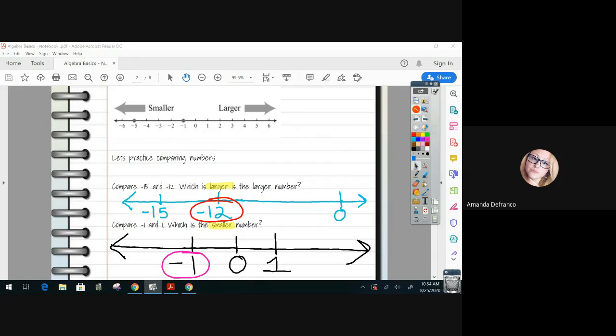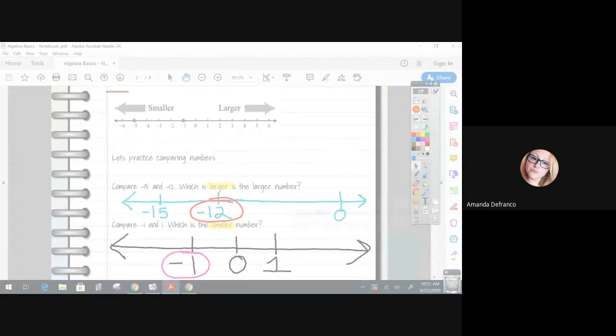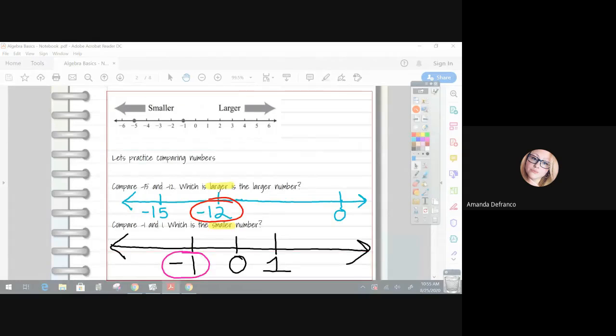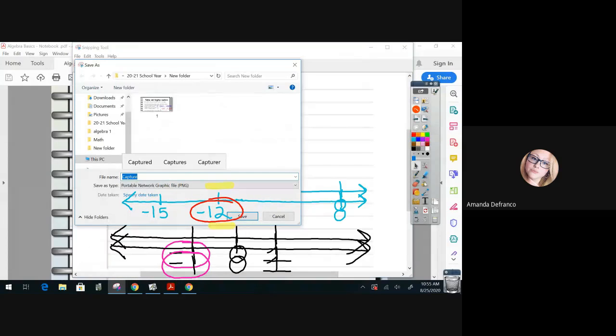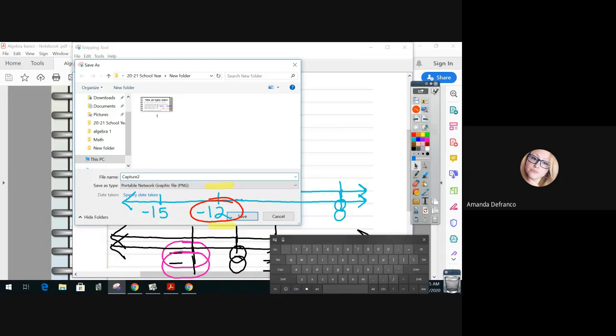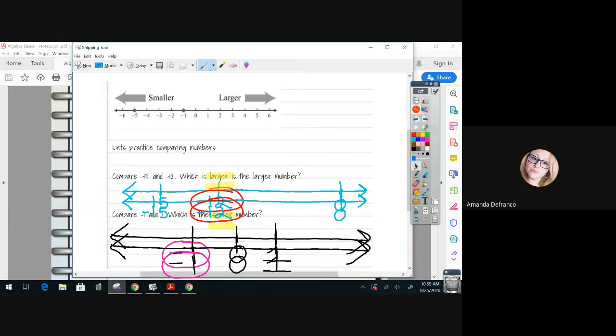So let me go ahead and take a little snipperoo of this. Again, I'm going to snip it and I will upload it and save it so you will have a completed version like I did last year for all of our notes last year. See, getting better.